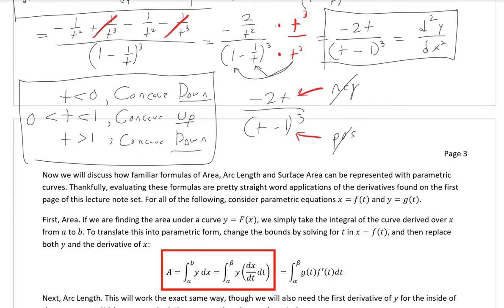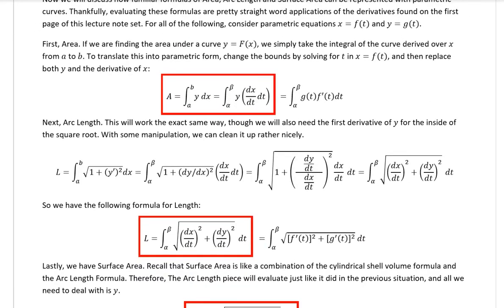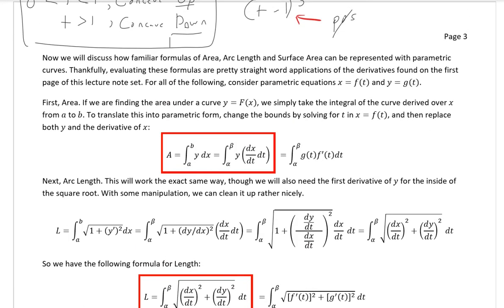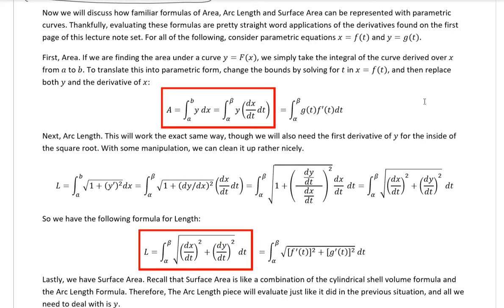Now, aside from derivatives, we also can talk about the familiar formulas we've been using since chapters 6 and 8. So area, arc length, and surface area. And we could change these into their parametric forms as well. And doing so actually is pretty easy. All we need to do is consider what the original formula looks like and replace with their parametric approximations.